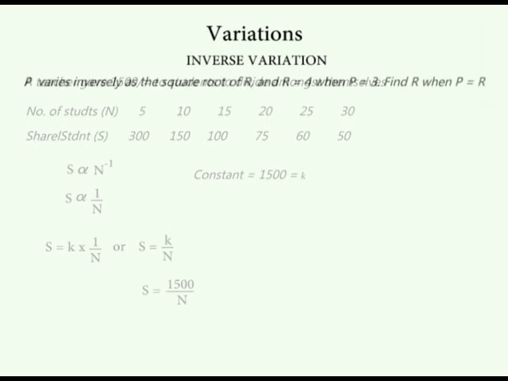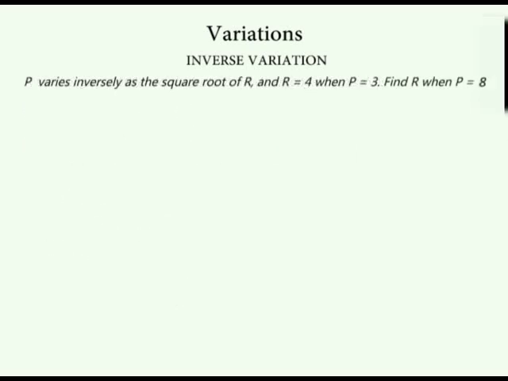For example, p varies inversely as the square root of r, and r is equal to 4 when p is equal to 3. Find r when p is equal to 8. First, we find the relationship. What is k? p is proportional to 1 over root r, and therefore p is equal to k over the square root of r. 3 is equal to k over the square root of 4, which is 2. And if we do cross multiplication, k is equal to 6.